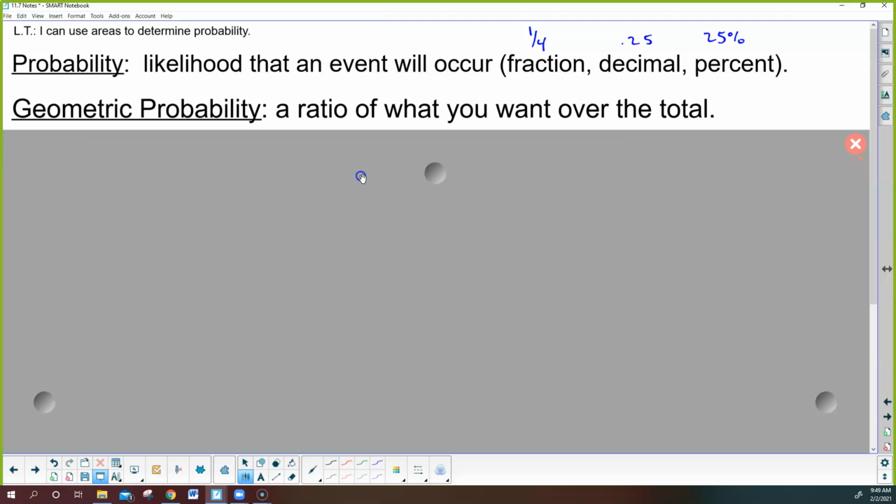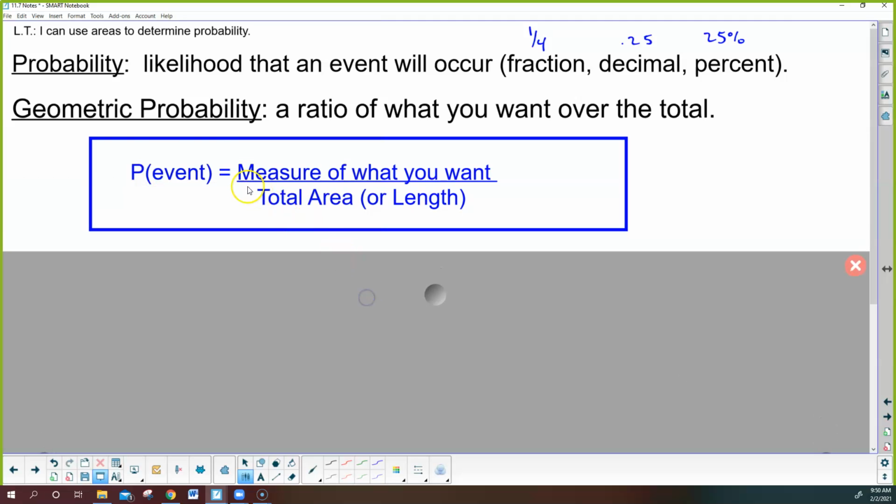So what is geometric probability? Since we're talking about geometric, it's going to be the probability of an event. So like we had the orange dartboard in the warm-up. I said the probability of the orange was the measure of what you wanted over the total area, or if we're referring to length, it would be total length. Just depends on the context of the problem. But that's how we want you to think of probability. It's always what you want over the total.